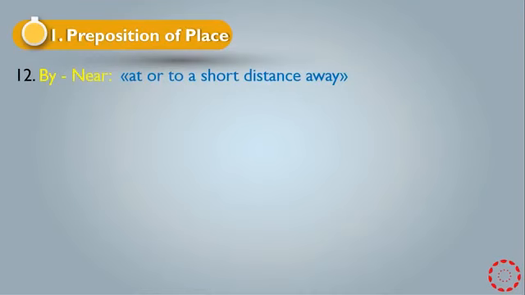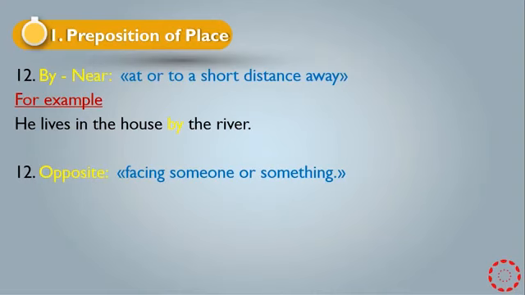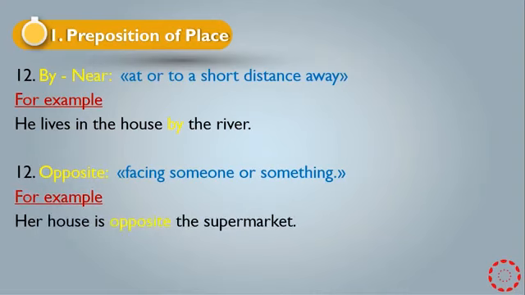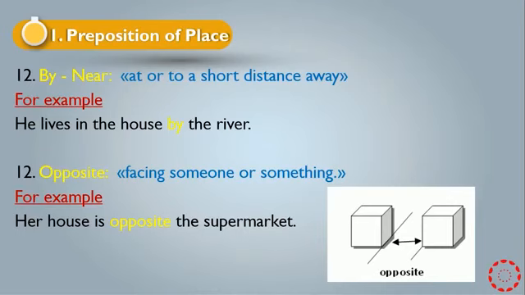The 12th one is by or near, at or to a short distance away. When something is a short distance away from another, we can use by or near. For example, he lives in the house by the river. It means that he can see the river, and the river is a short distance away. Opposite means facing someone or something. For example, her house is opposite the supermarket. As you see in the picture, when two things are facing each other, we can say opposite.